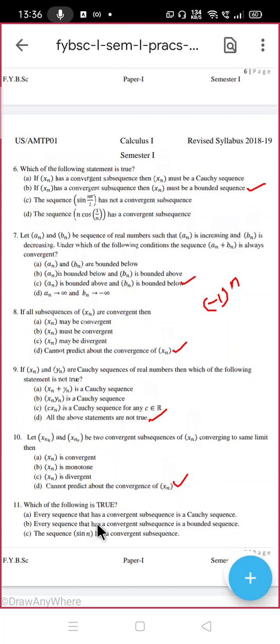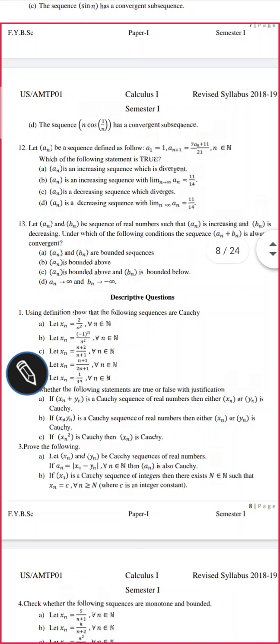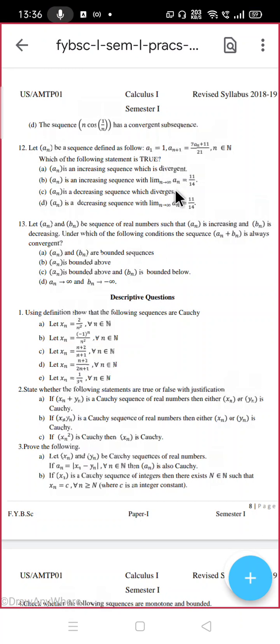D. What about this 11th? Same as previous one. So option B. What about this one? Option D. And about this, बोलो, C. Nice.